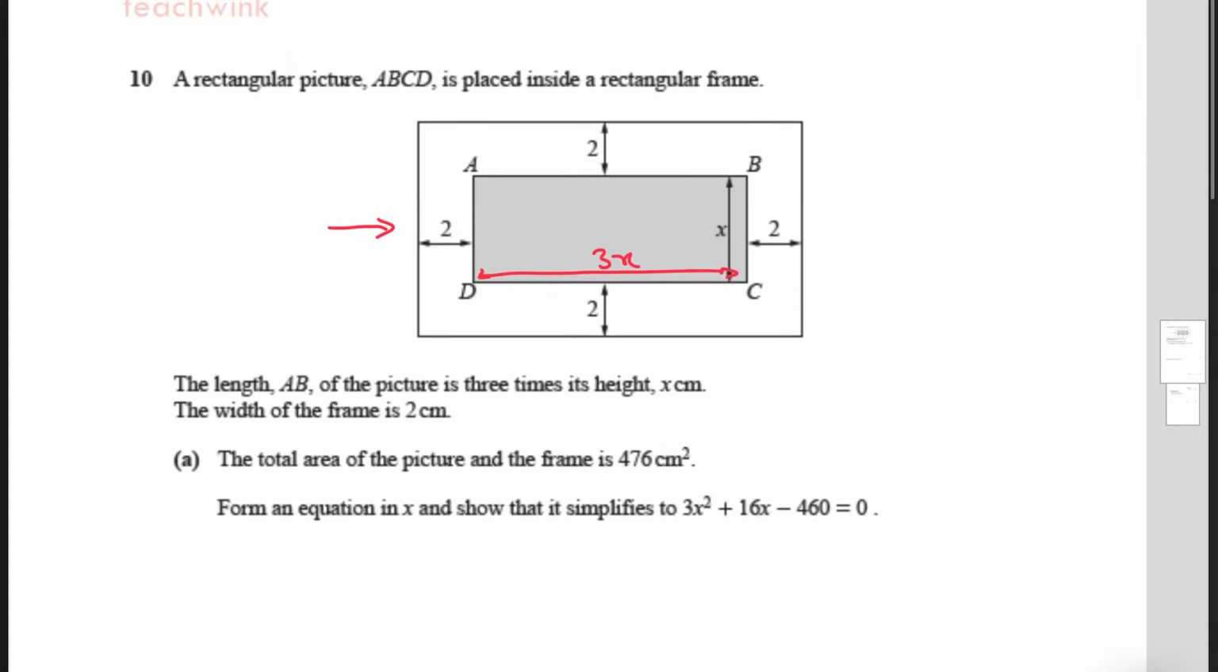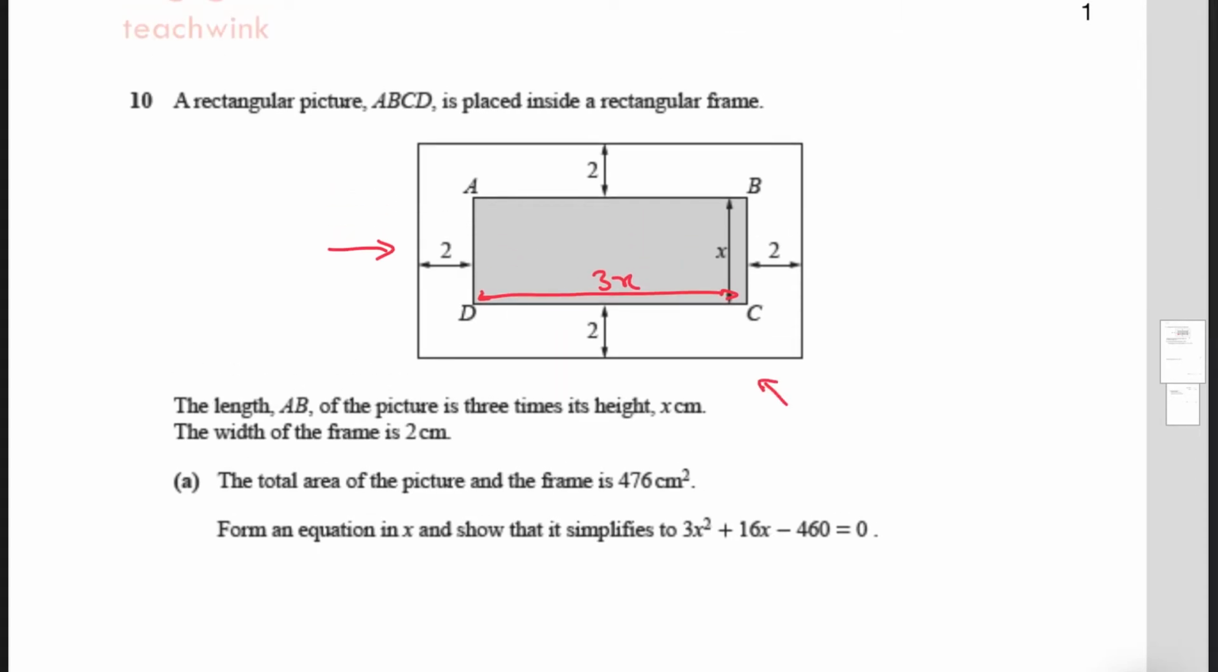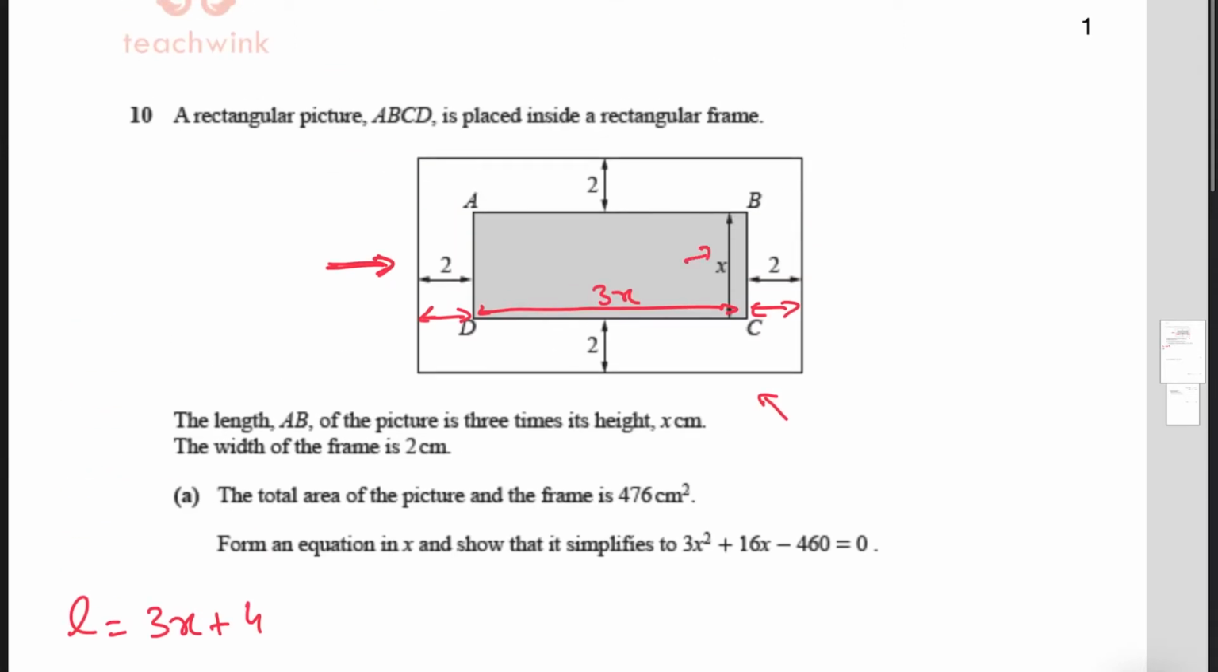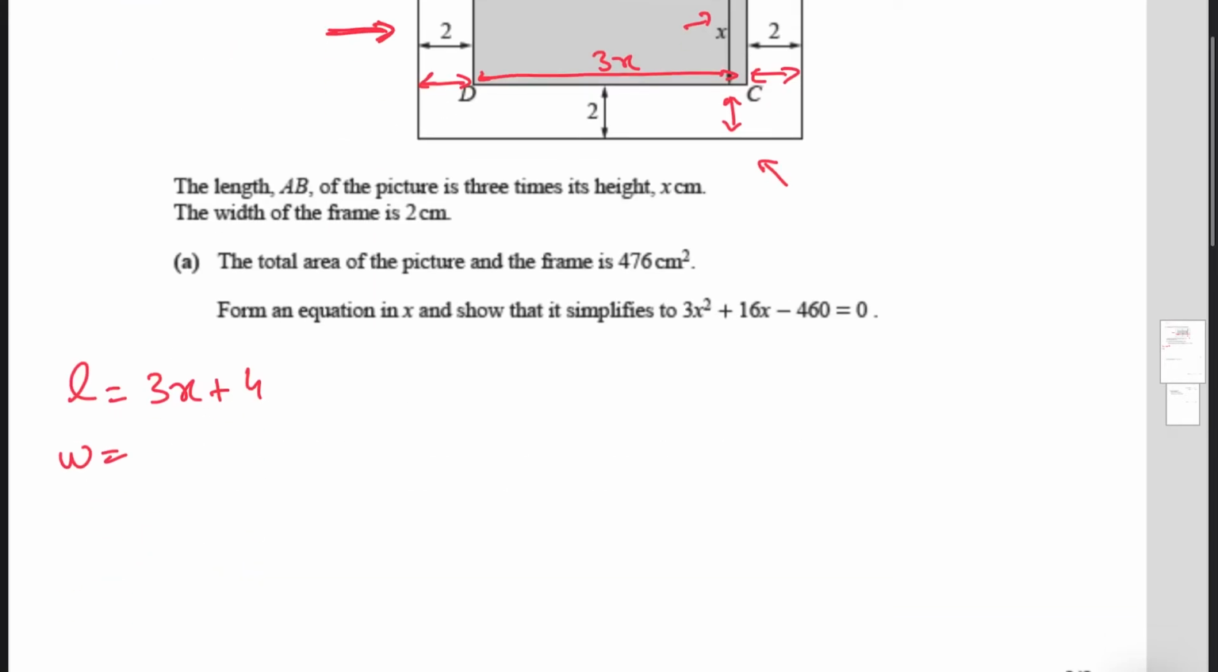So first of all, what we have to do is find the length and the width of this frame. The length of this frame would be 3x plus this side, that is 2, and plus this side, that is 2. So this makes it, the length is 3x plus 4 centimeters. Let's talk about the width. The width is this x plus this side, which is 2, and this side, which is 2. That makes it x plus 4 centimeters.